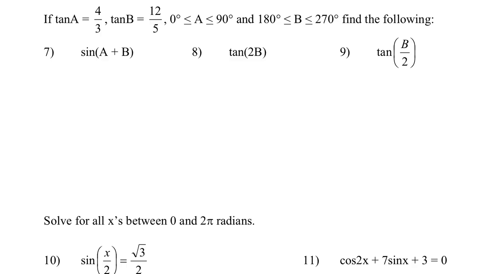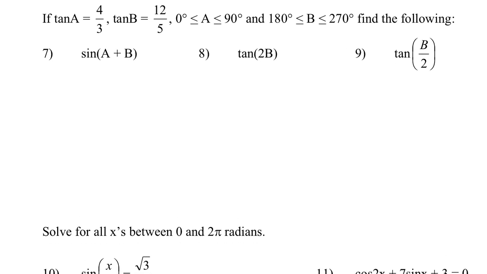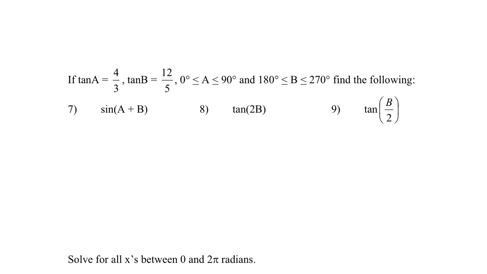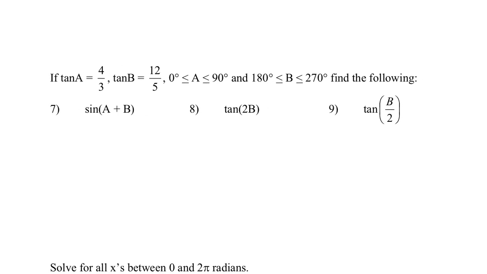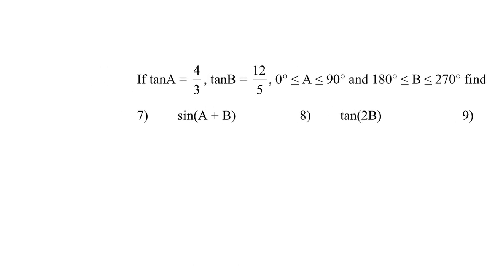All right, guys, so this is going to be part 2 of our 3-part series working through our review. I'm picking up at number 7. If you need to see the first page, just check the previous link. All right, so here on number 7, we have quite a bit to do. We are going to find sine of a plus b, tangent of 2b, and tangent of b over 2. So ultimately what we need to solve these problems is this: sine of the first angle, cosine of the second, plus sine of the second angle, cosine of the first.